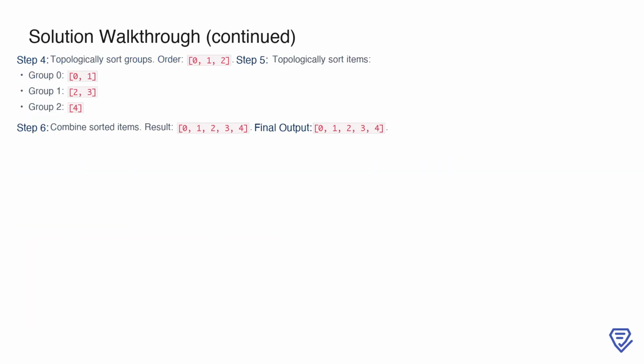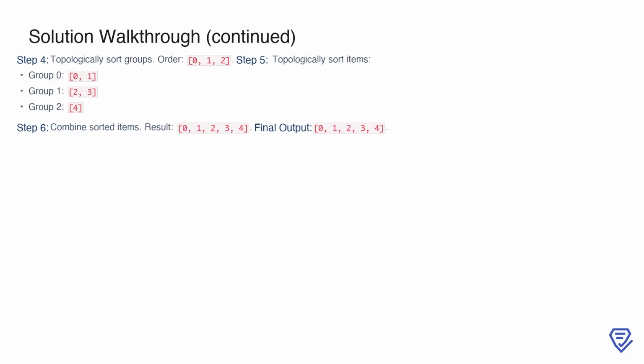In our final example, we consider a case with multiple independent groups. Here, we have 5 items, and the group array indicates that items 0 and 1 belong to group 0, items 2 and 3 belong to group 1, and item 4 does not belong to any group. The before items array specifies that item 2 depends on items 0 and 1, and item 3 depends on item 2. First, we assign a new group ID to item 4, which updates the group array to 0, 0, 1, 1, 2. The graphs are then initialized as empty.